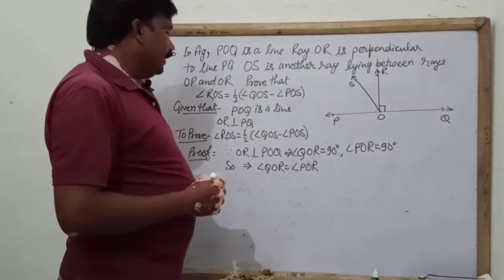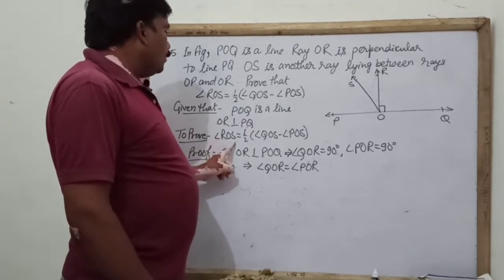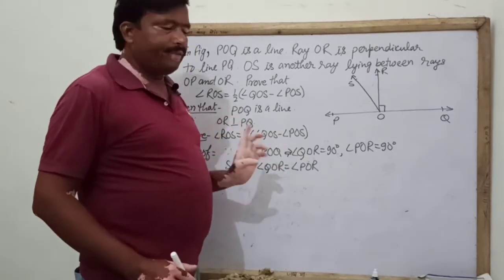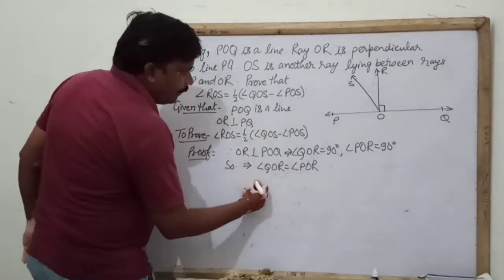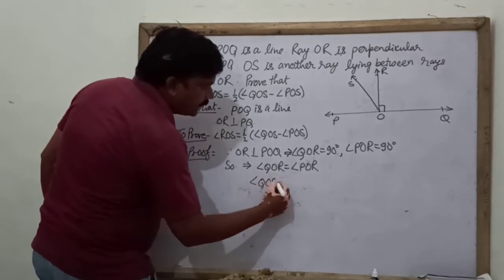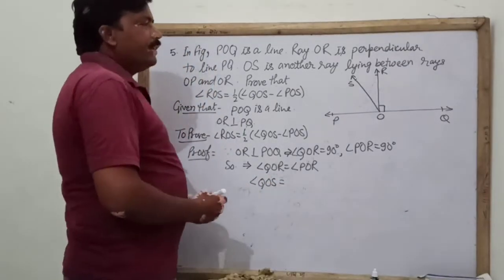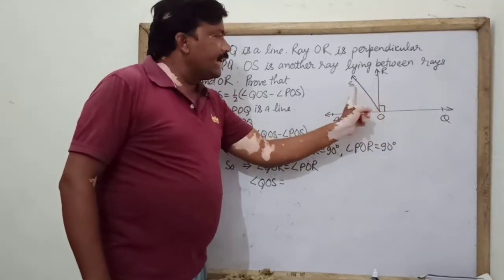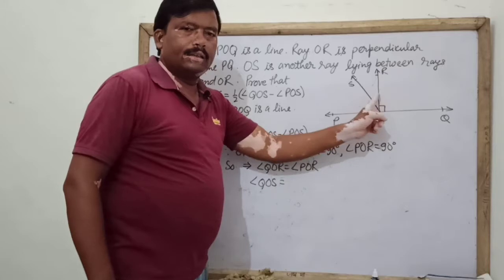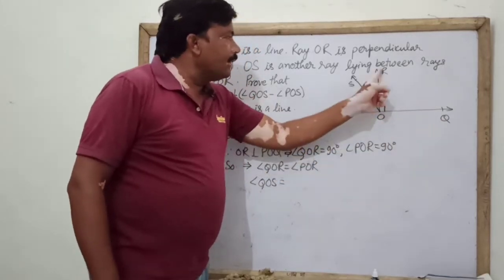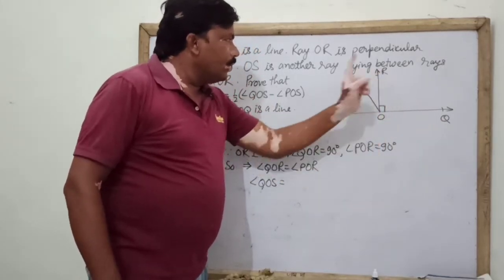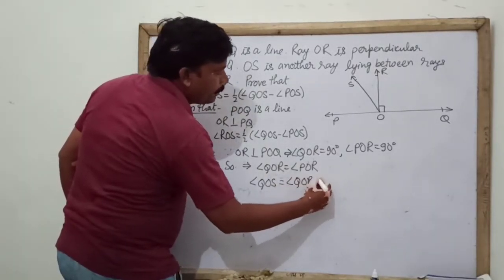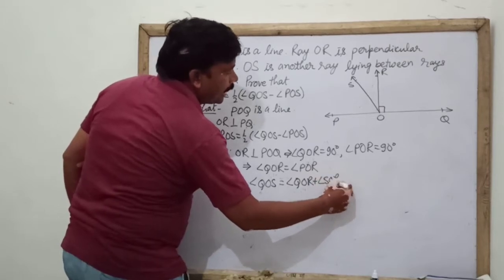Now angle ROS is to be proved as the difference of these angles. So first of all, finding these angles. Angle QOS, what can we write it as? Angle QOS is the sum of these two adjacent angles, means angle QOR plus angle SOR.